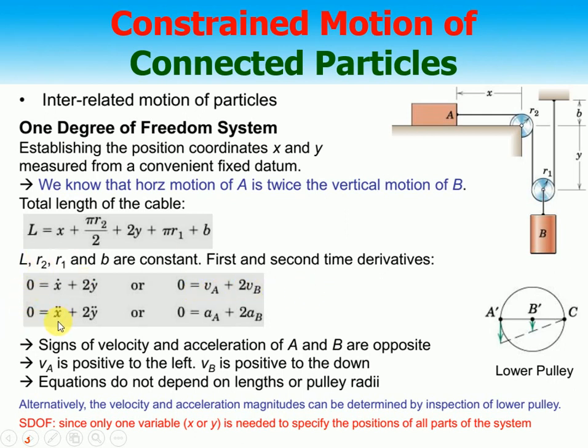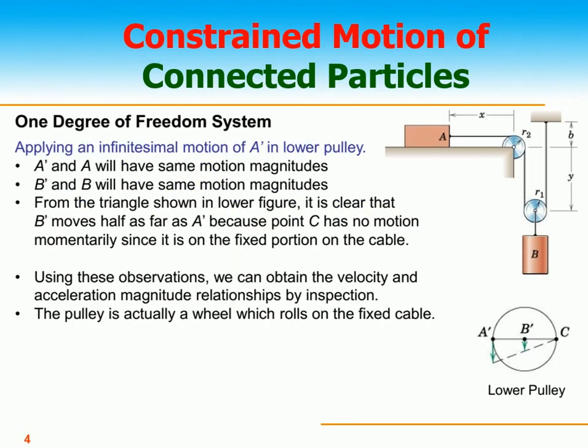Similarly, if I take the second derivative, x double dot plus 2y double dot, we get 0, that is acceleration of A plus 2 times acceleration of B. It means acceleration of A is equal to 2 times acceleration of B, but in the opposite direction. So the velocities and accelerations of the two bodies are related with each other and they are in opposite directions. So I've shown you the example of a single degree of freedom.